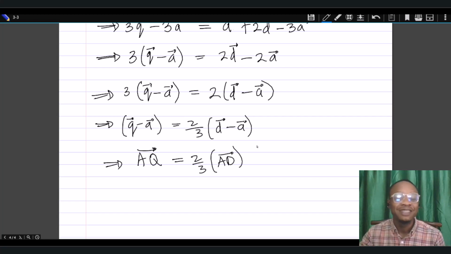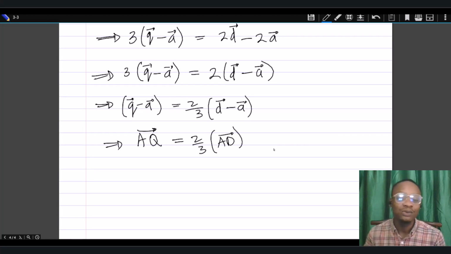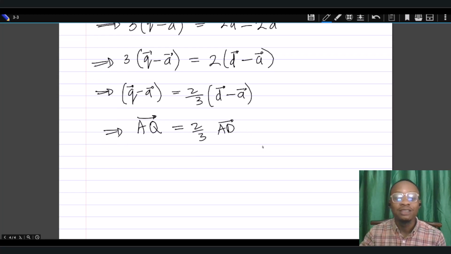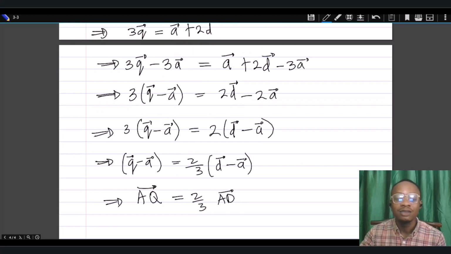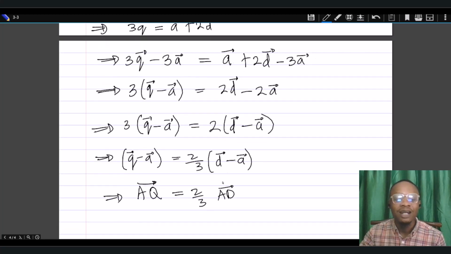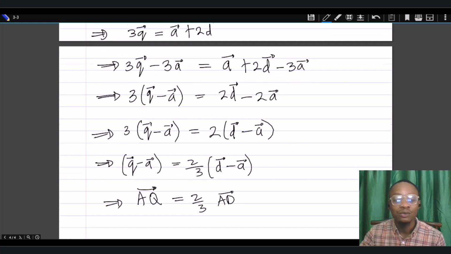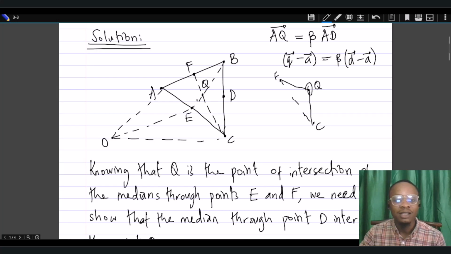So with this, we are good to go. We can let go of this bracket now. So this is just 2 over 3 AD. So what does this tell us? This tells us that indeed AQ and AD are collinear. So this means that AQ and AD are collinear. That means that this line from here to here indeed passes through these points.